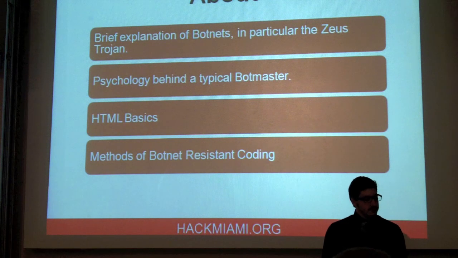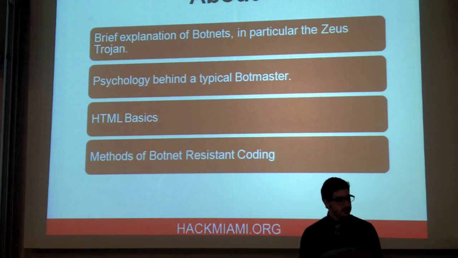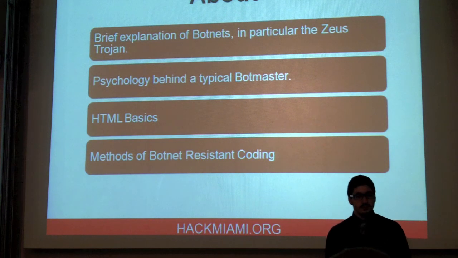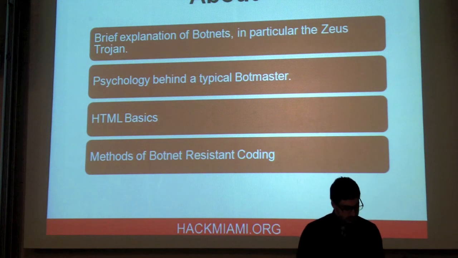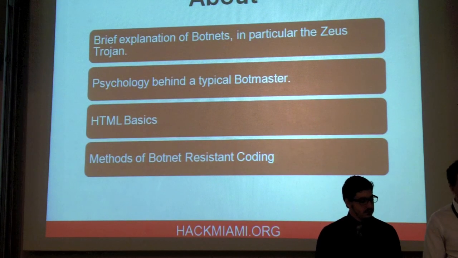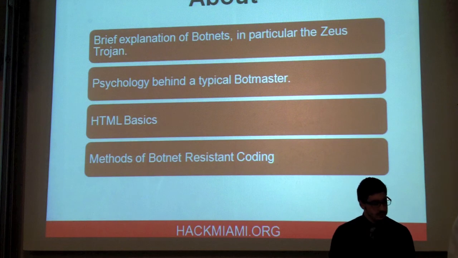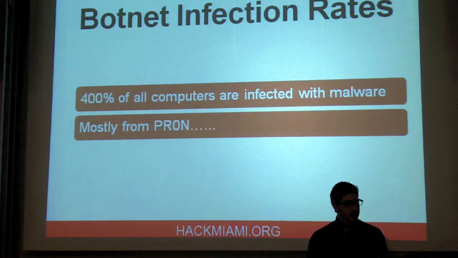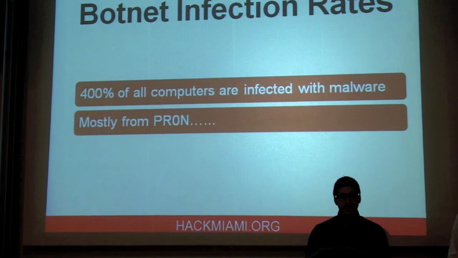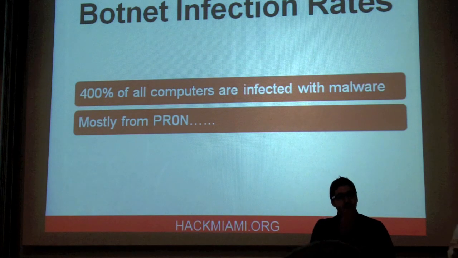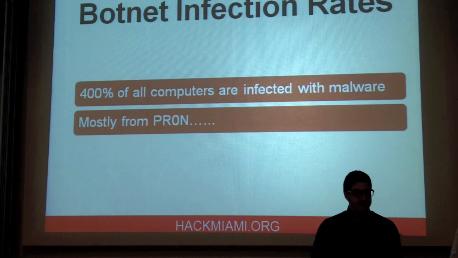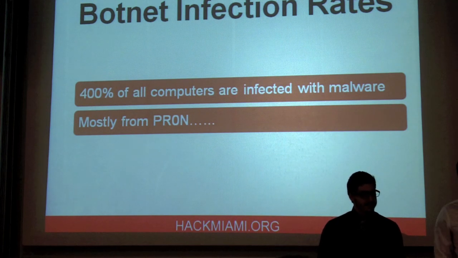Okay. We're basically going to go over a brief explanation about botnets, in particular the Zeus trojan, one of my favorites. We're going to go over the psychology behind the typical botmaster, HTML basics, and then methods of botnet resistant coding. So, we're going to talk about infection rates. 400% of all computers are infected with malware, mostly from stuff.